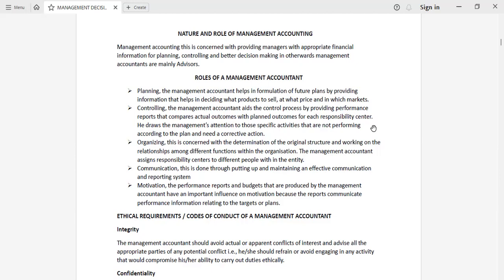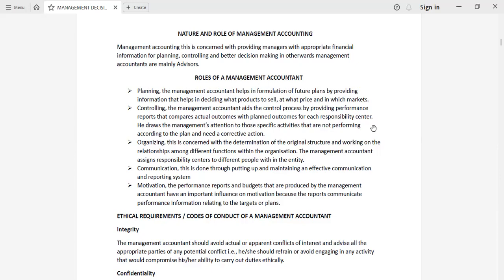Maybe the last bit of the roles, we can talk about motivation. Someone may be wondering how motivation comes in as a role of the management accountant. We are saying that the performance reports and the budgets that are produced by the management accountant have an important influence on motivation, because it is those reports that communicate the performance relating to the targets or the plans.